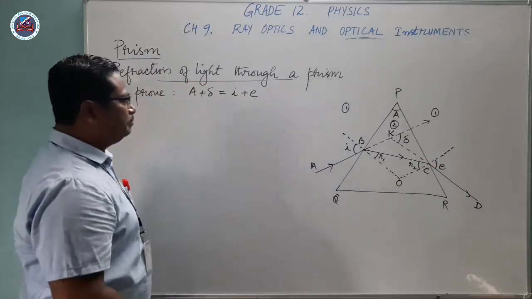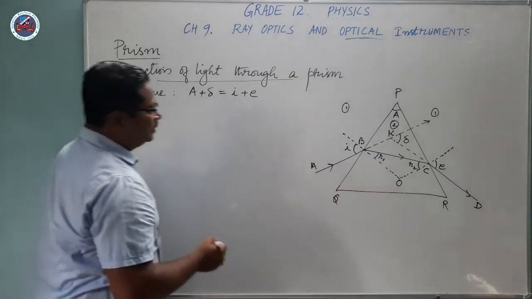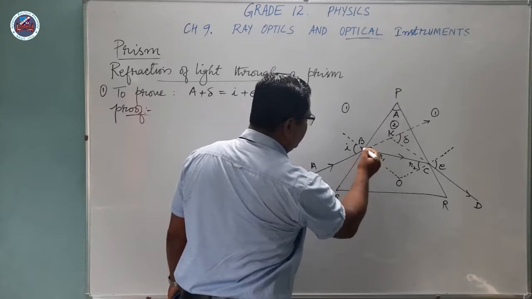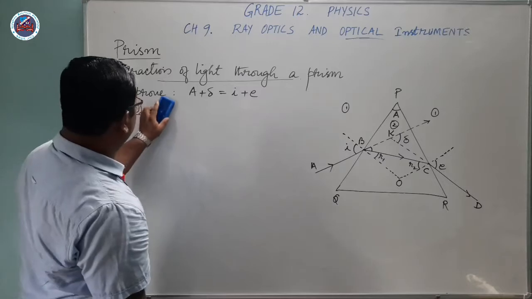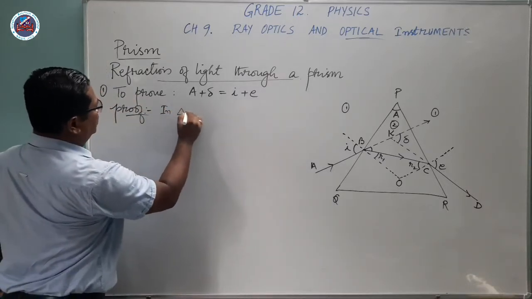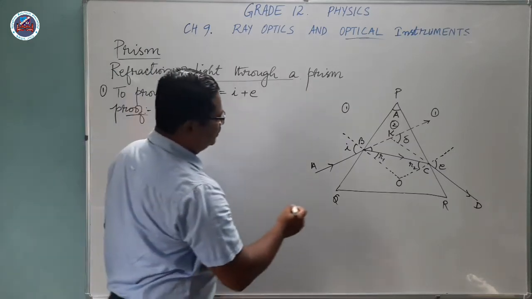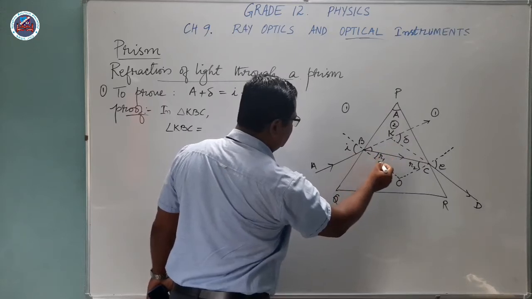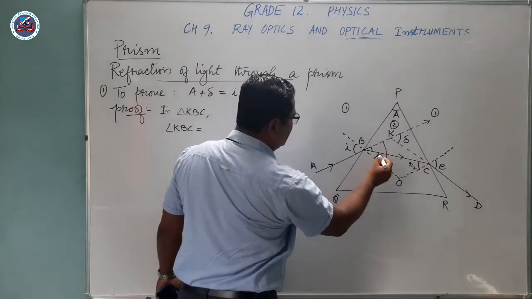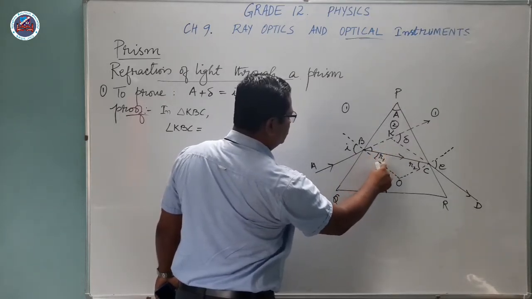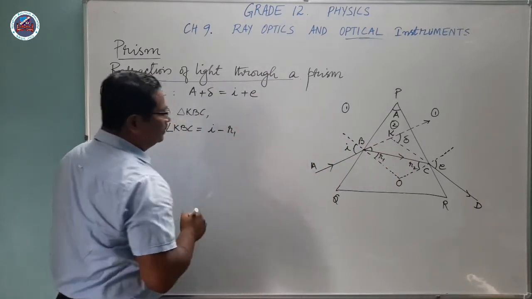Let us prove and see. To start the proof, first find this angle, angle KBC. We are taking triangle KBC. In triangle KBC, angle KBC will be equal to, this is the angle of incidence because vertically opposite angles are equal, so I minus R1. So angle KBC is equal to angle I minus R1.